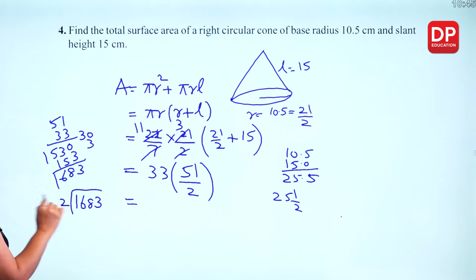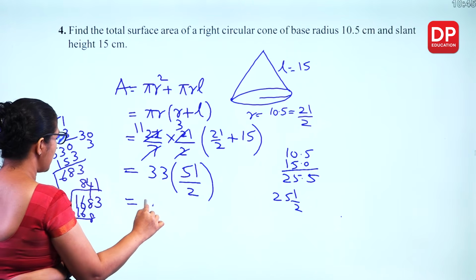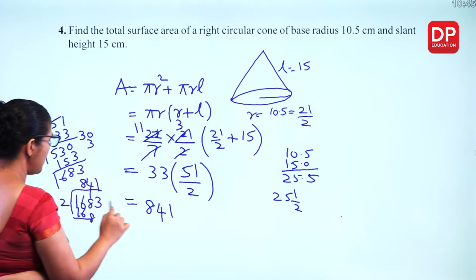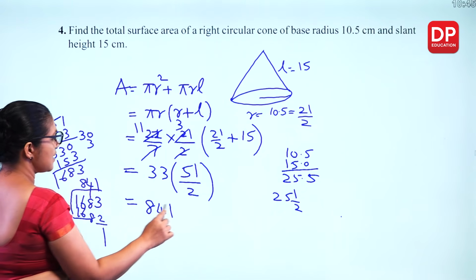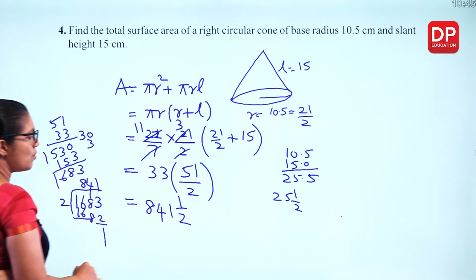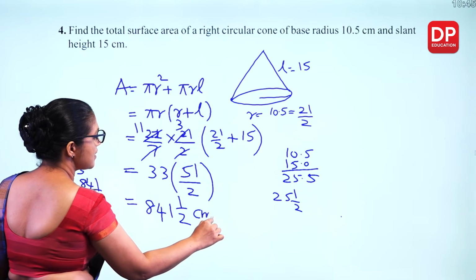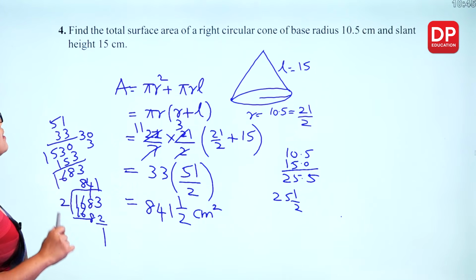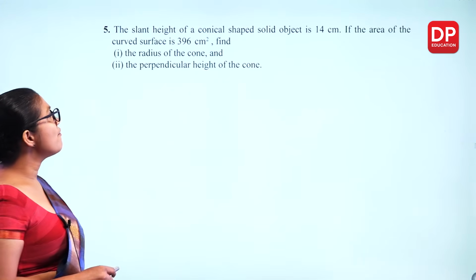1683 divided by 2. 2 times 8, 2 times 4 and 2 times 1. So you get 841. You get 1 remaining, so that's half. 841.5 square centimeters is the full area of this cone. Now we'll look at question number 5.